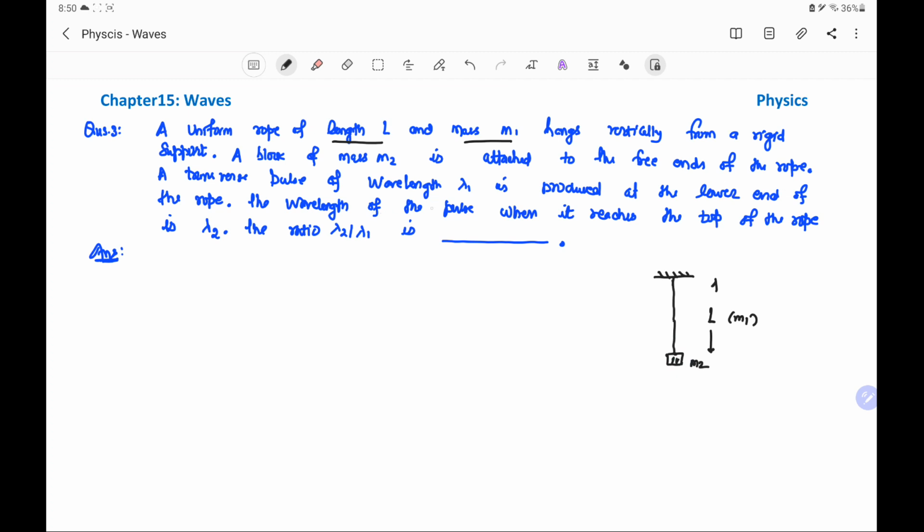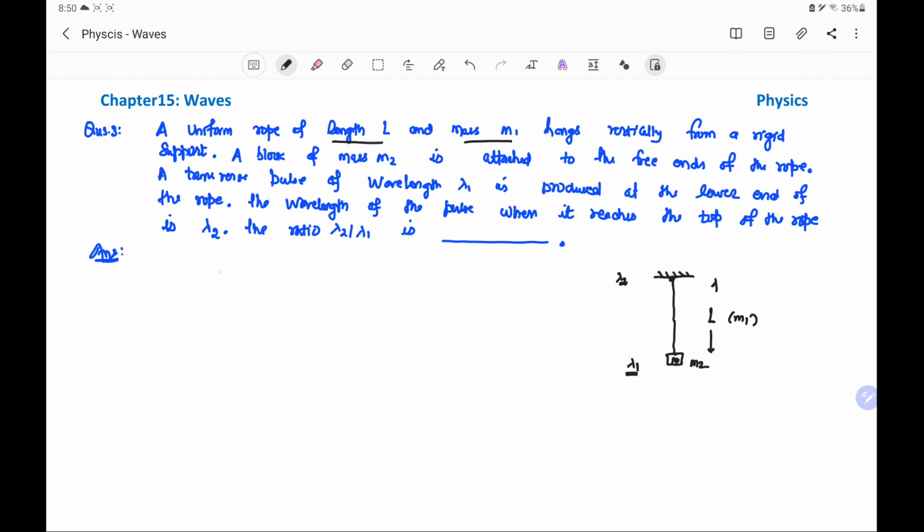A transverse pulse of lambda 1 is produced at the lower end. This is the lower end. So here a transverse pulse of wavelength lambda 1 is produced. The wavelength of the pulse when it reaches the top. This is the top, and when it reaches, the wavelength is lambda 2. Then the ratio of lambda 2 by lambda 1 is.